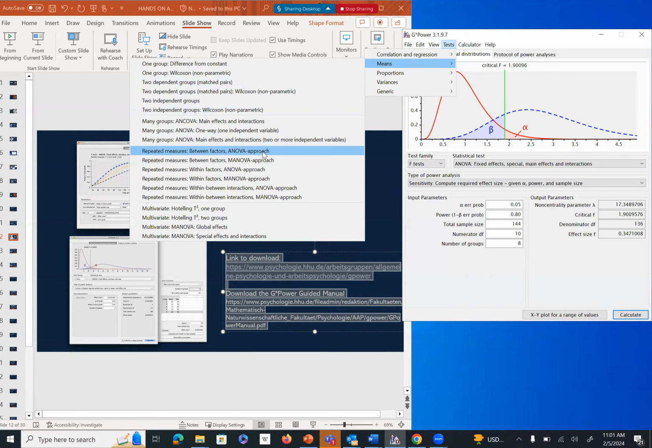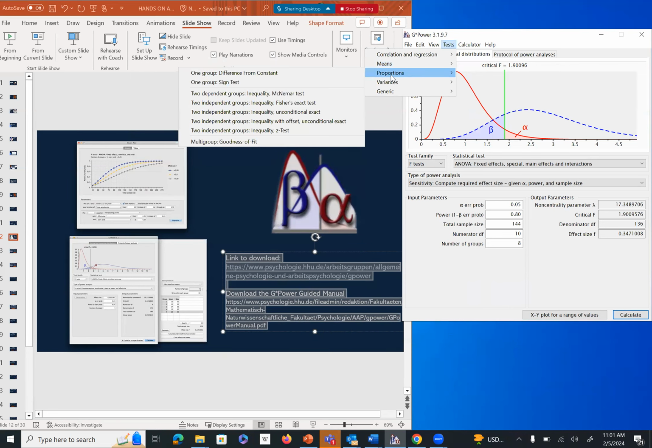So here, if you're looking at between factor repeated measure, if you're looking at within factor repeated measure, and then if you're looking at within-between interactions. And then there are some options of multivariate analysis, MANOVA. So you're looking at not just a one-way ANOVA, but multiple dependent variables. And then if you're looking to test for the difference in proportions, then you go to the proportions options. You look at the difference from constant, or you're performing a sign test.